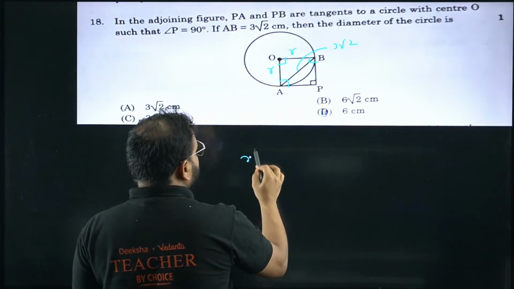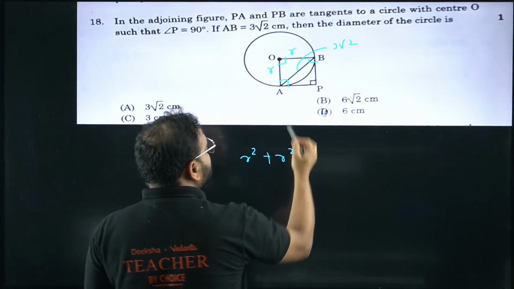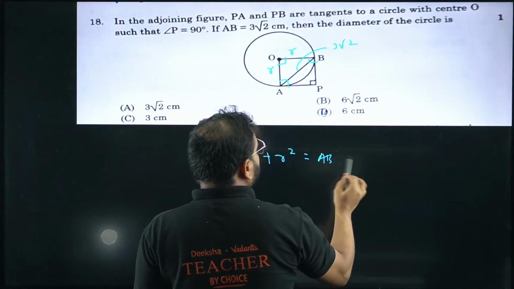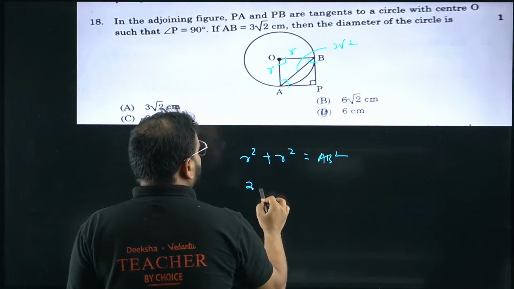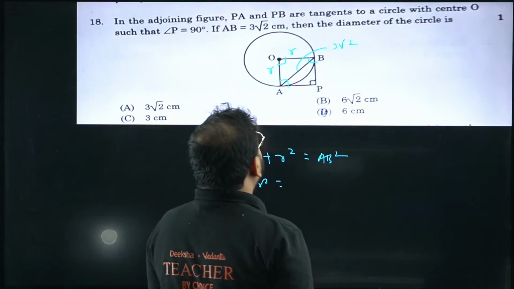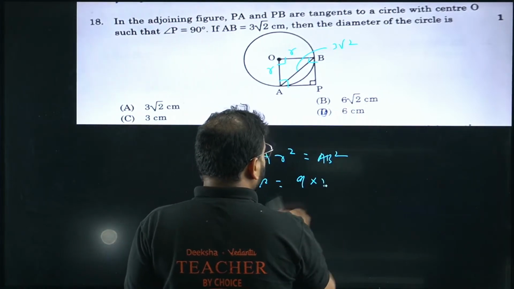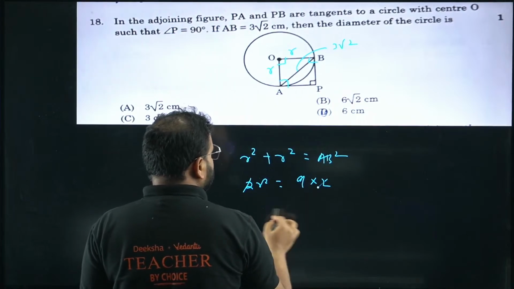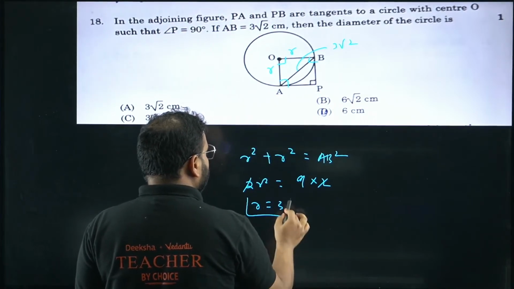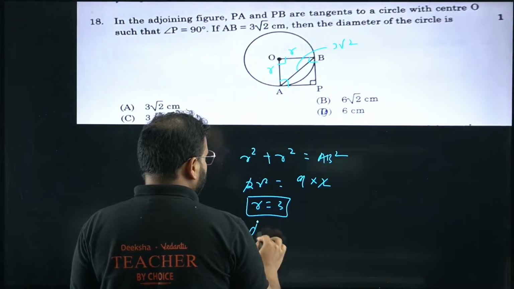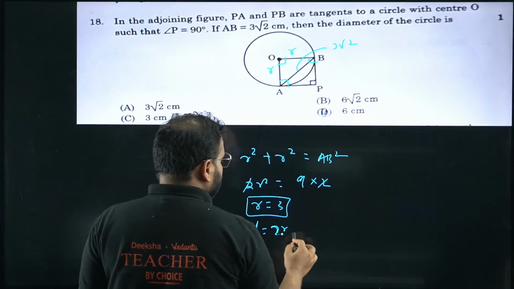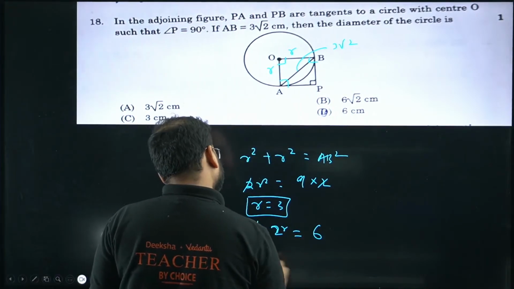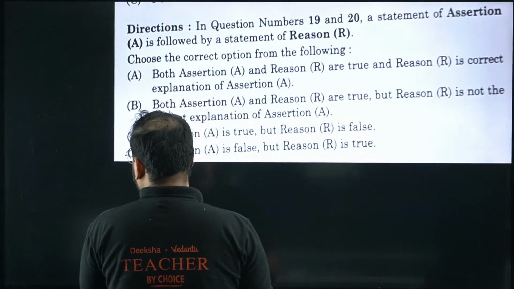So I get R square plus R square equals AB square from Pythagoras theorem. So I get 2R square equals the square of AB, so 9 into 2. So 2 and 2 are cancelled. I get R as simply 3. And diameter will become 2 times R, which will be simply 6. Please check.